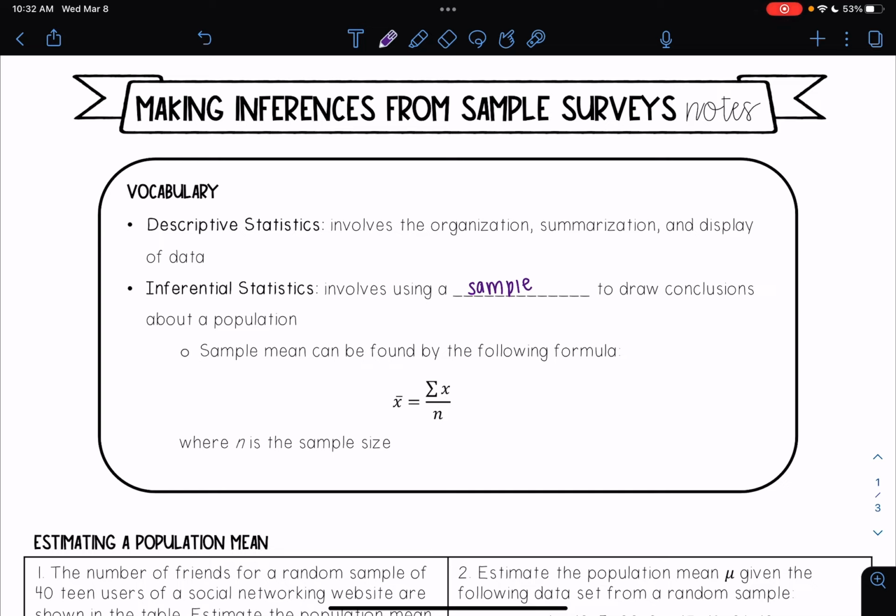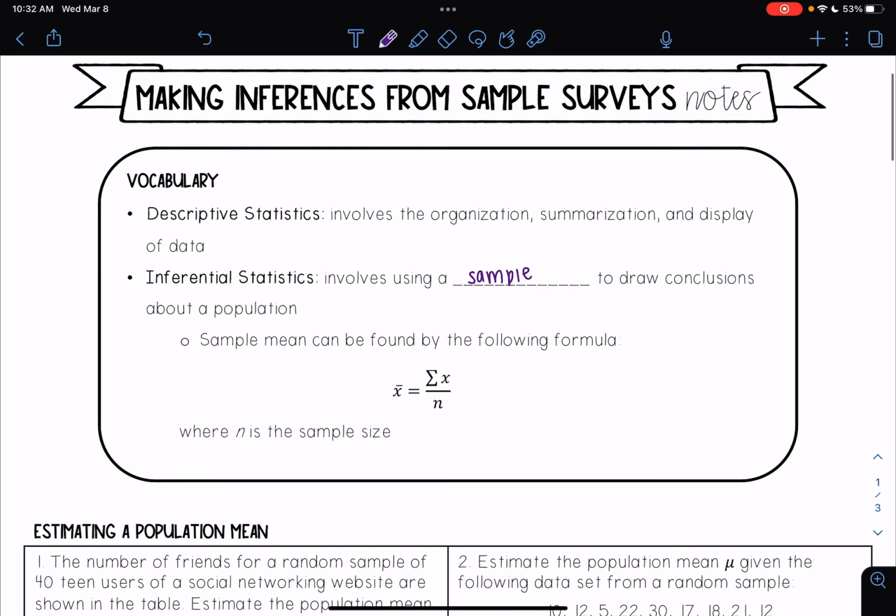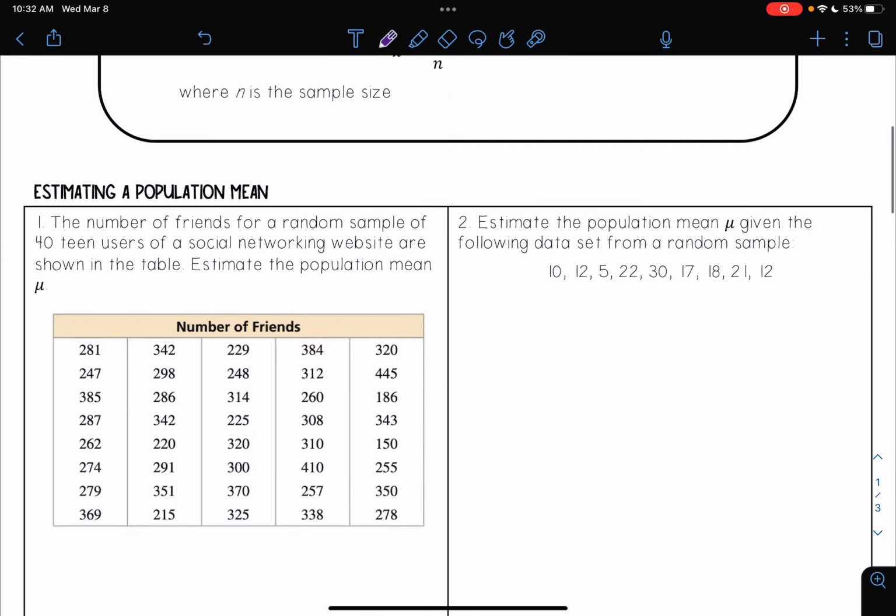And so we can find the sample mean with the following formula. The sample mean is represented by x bar, and it's going to equal the sum of x over n, where n is the sample size. So how many people, or elements, are in that sample. And just have a note, that symbol there all just means sum of x, so the sum of all the data points. So let's look at two examples of this.